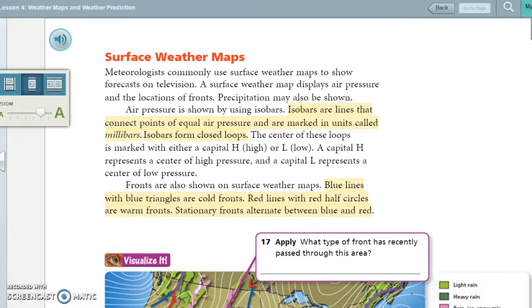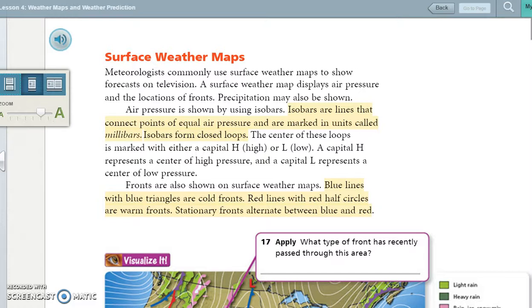Well, we show air pressure by using something called isobars. Isobars are lines that connect points of equal air pressure and are marked in units called millibars. We talked about that a little bit. Millibars is just a unit of pressure. Isobars form closed loops. Isobars connect areas of equal pressure in much the same way that contour lines on a topographic map connected areas that had the same elevation.